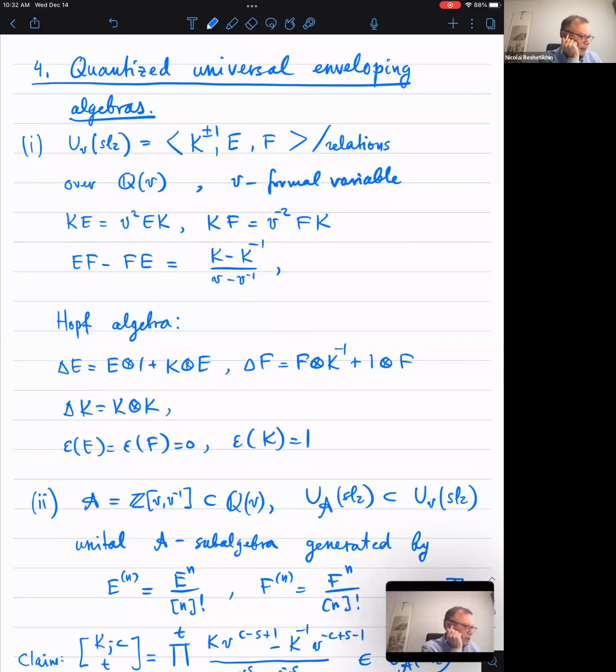So we consider the algebra over the field of rational fractions, rational functions in v, and it's generated by K, K invertible, E and F, with these defining relations. I think many people know these relations. So it's important that now we consider v as a formal variable, not a number, and we work over this field. It's a Hopf algebra with this coproduct and with this co-unit.